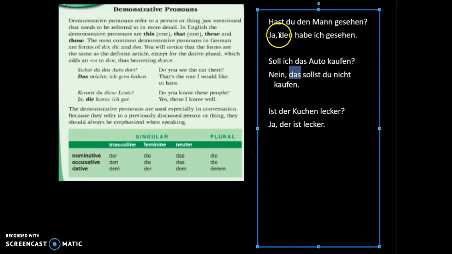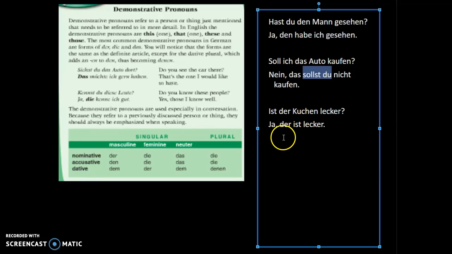And just like in the first example sentence, where I started with my demonstrative pronoun right at the beginning of the sentence, I'm doing that here. This definite article here, which is being used as a demonstrative pronoun, is also the direct object, the thing that's being bought. And so, since I'm starting my sentence with something other than the subject, I have to switch my subject and verb around. Nein, das sollst du nicht kaufen.